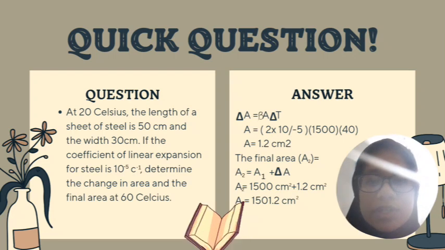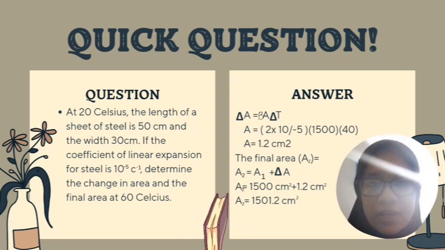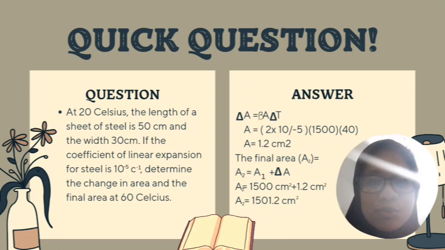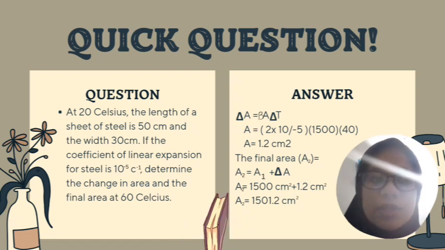So from the question, we know that the initial temperature T1 equals 20 Celsius and the final temperature is T2 equals 60 Celsius. So what we have to find first is the change in temperature, which is 60 Celsius minus 20 Celsius, equal to 40 Celsius.